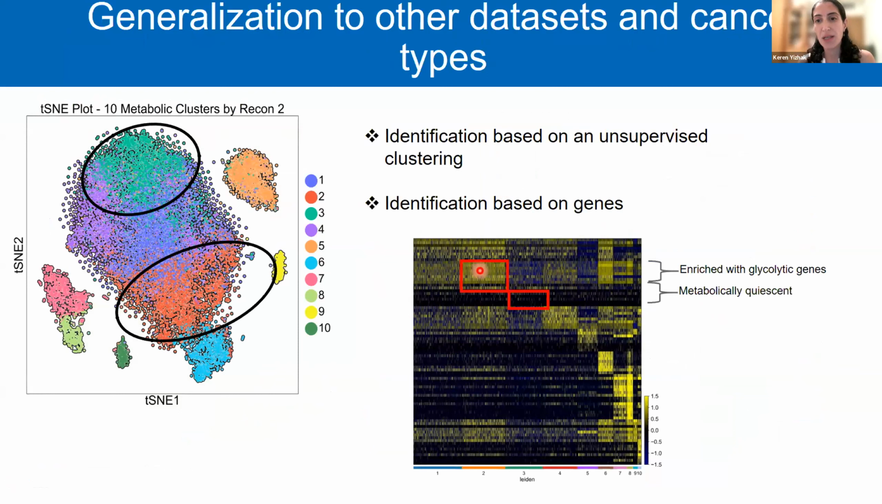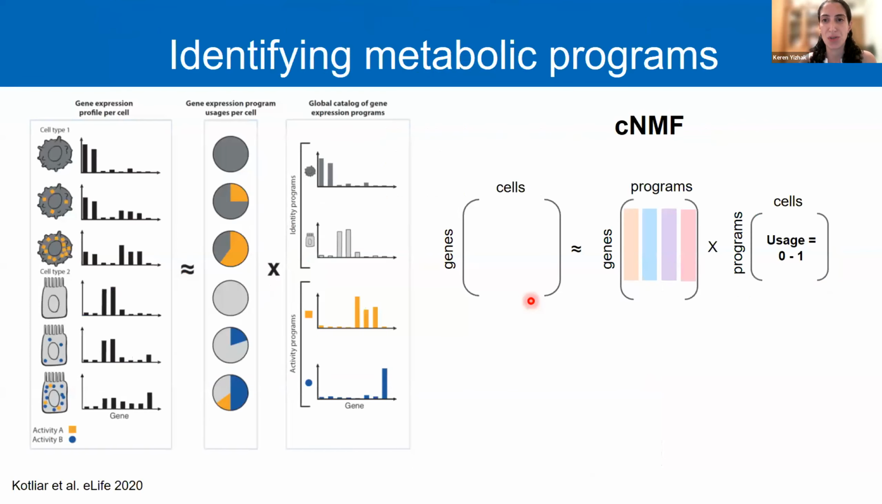The problem that we had here is that while one cluster was very clearly enriched with glycolytic and OXPHOS genes, the other cluster that was abundant in responders actually was metabolically quiescent. Okay, it had downregulation of metabolism, so it's hard to identify this cluster in other data sets. So we turned to a third solution using soft clustering and a method called cNMF.